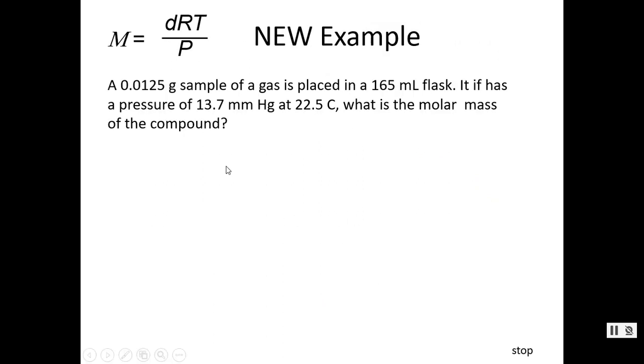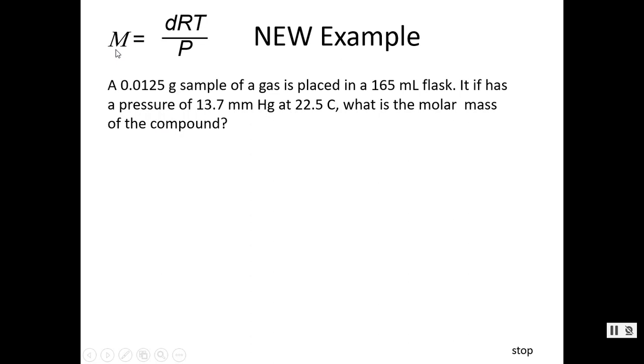So in this example, we have a sample of a known mass placed in a flask. It has a given pressure at this temperature, and I want to know what the molar mass of the compound is. Remembering that molar mass is in grams per mole, I look at what I'm given and I say, hey, I already know my mass. I know my mass. So I'm halfway home. I just need to know the moles, but I can also use this equation of the ideal gas law to find molar mass.